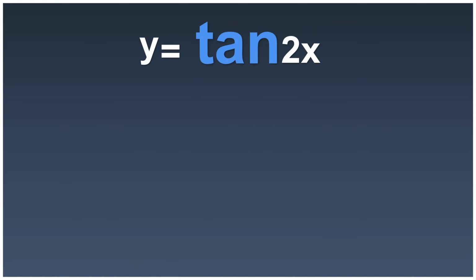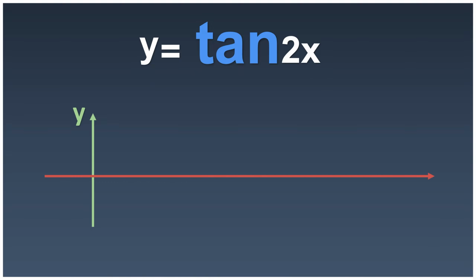And the last example for today is y equals tangent 2x. So we know y will tell us the y-axis is y, and the variable inside the trig function will tell us that x is going to be used for the x-axis. We're going to use the same method.